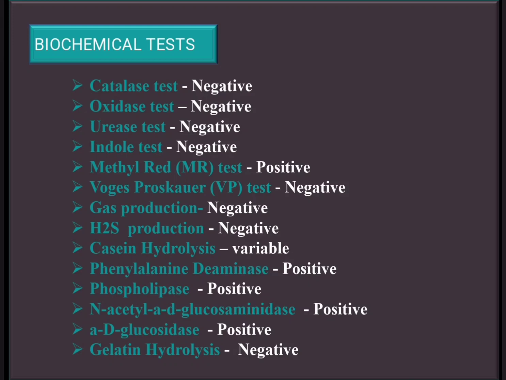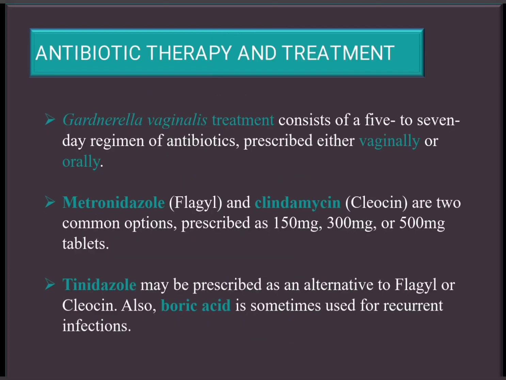Biochemical tests: catalase test negative, oxidase test negative, urease test negative, indole test negative, methyl red or MR test positive, Voges-Proskauer or VP test negative, gas production and H2S production negative, casein hydrolysis variable, phenylalanine deaminase positive, phospholipase positive, N-acetyl-β-glucosaminidase positive, α-glucosidase positive, gelatin hydrolysis negative.